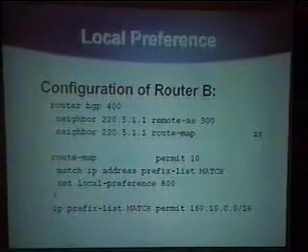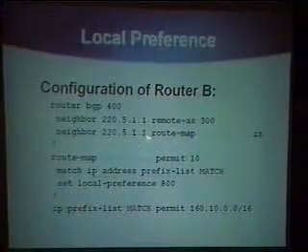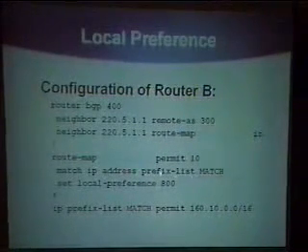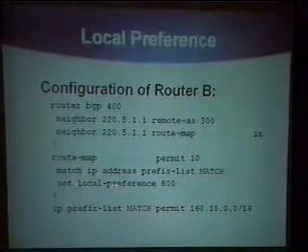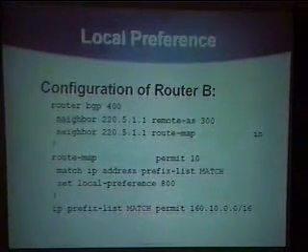Configuration, well again, this is just an example of how you might set local preference. You use something called a route map, where you basically match the address or the prefix you want to match against, 160.10/16. If you match this, you then set local preference to 800. Okay? Question?